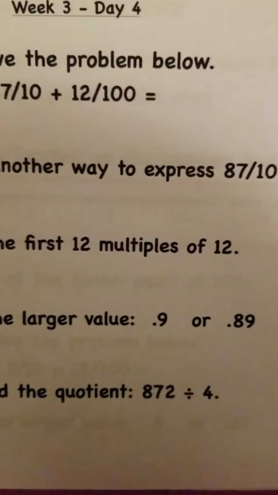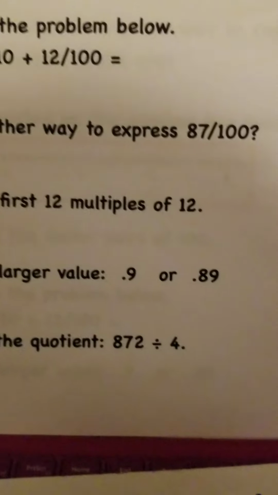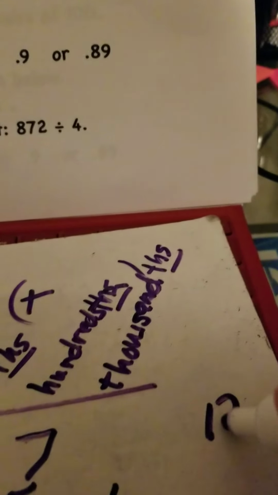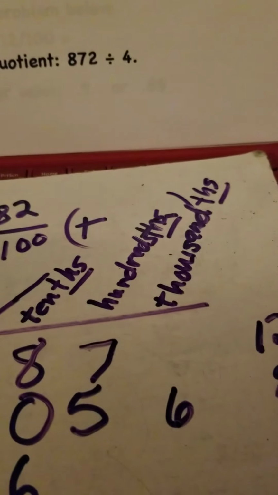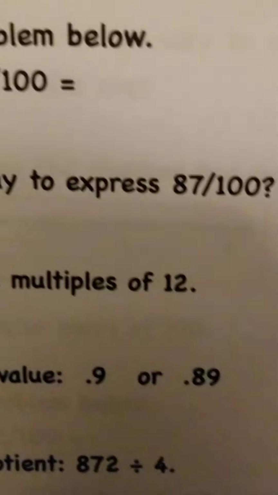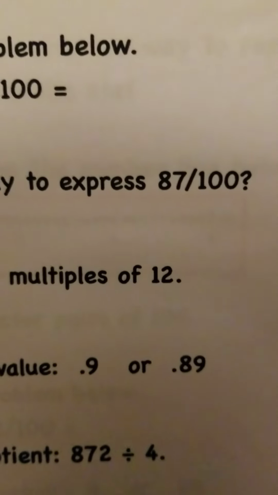Okay? Number 3, list the first 12 multiples of 12. First multiple is 12. Second multiple is 24. You need to list the first 12. So you need to list 12 multiples of 12.